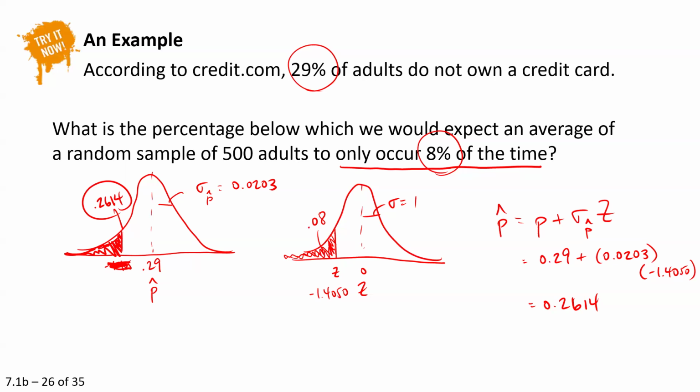If we changed that to 2% of the time, then we'd probably have to go farther over here, wouldn't we? So only 2% of the time would we get something below, I don't know, 21%, something like that.